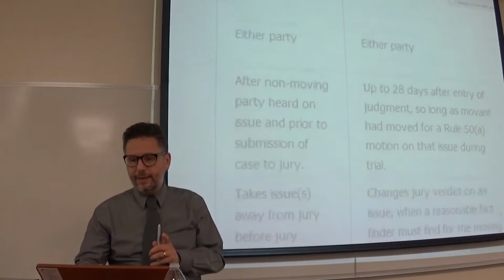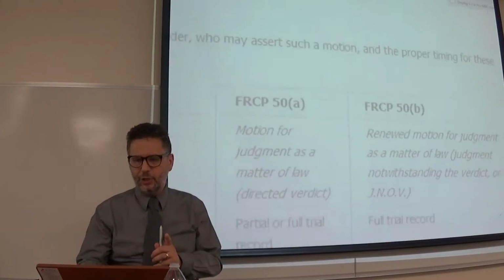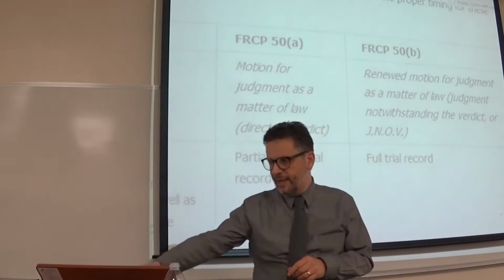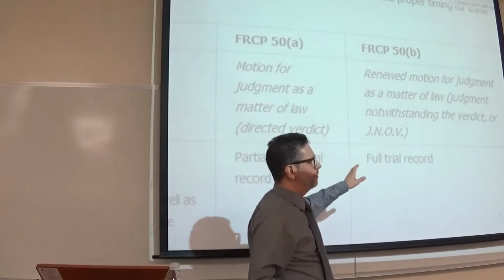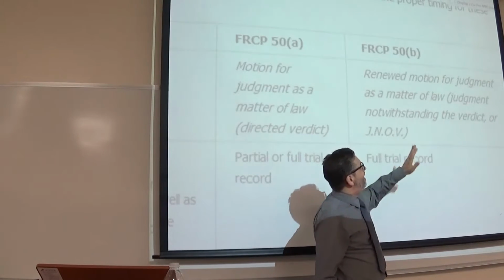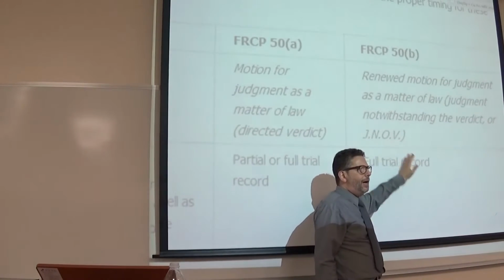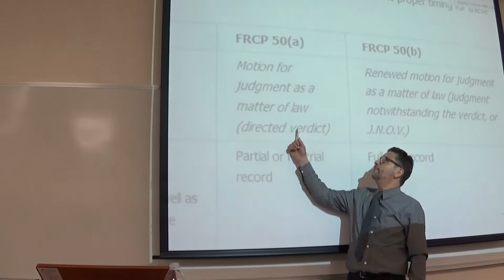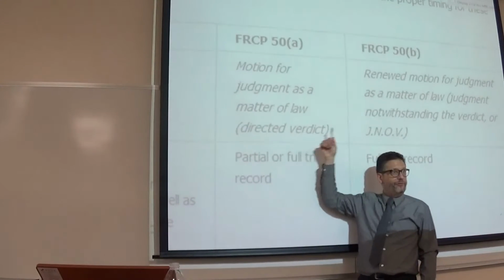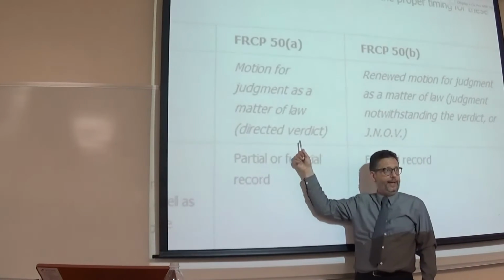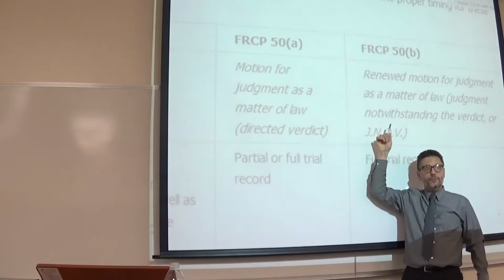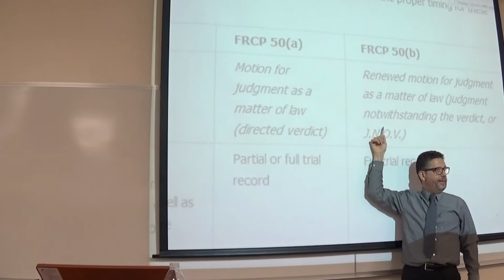Now, an important thing to keep in mind, and I raise this because I think it's hugely testable on the bar exam, is two things about a 50B renewed motion for judgment as a matter of law, or a JNOV motion. First, you can't have a 50B motion unless there's been a 50A motion made during trial. Excuse me, my bad. No 50A directed verdict, then it's impossible for the court to grant a 50B JNOV.